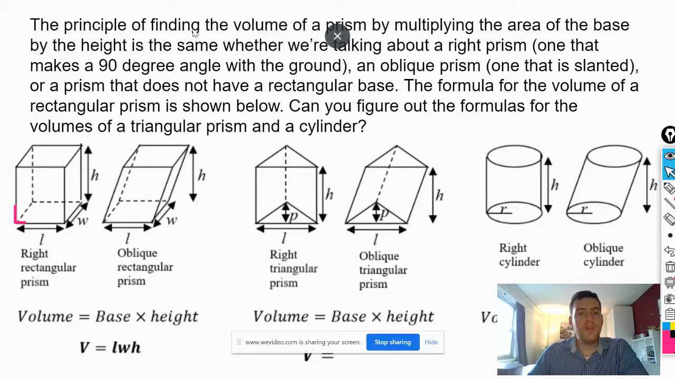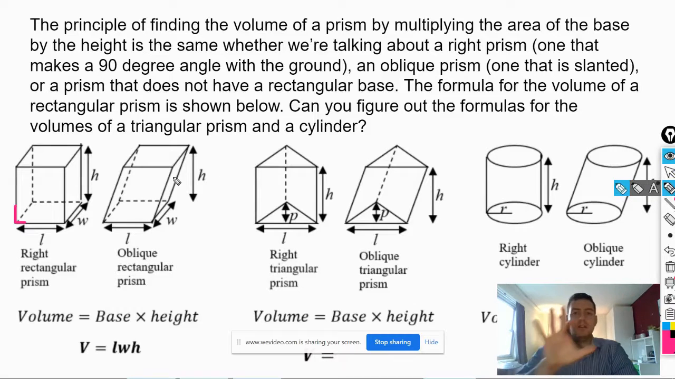The principle of finding the volume of a prism by multiplying the area of the base by the height is the same whether we're talking about a right prism, meaning one that makes a 90-degree angle with the ground, or an oblique prism, meaning one that's slanted. Let me pause there for a second.